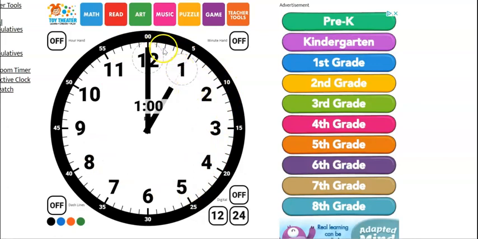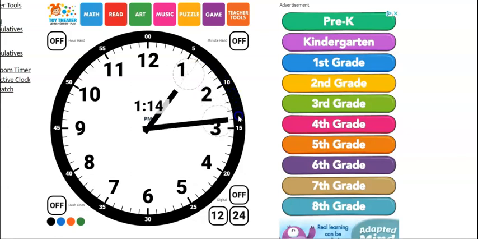See, 1 minute, 2 minutes, 3 minutes, 4 minutes, 5 minutes. Oops, sorry, let's move my minute hand to 5. Okay, 6 minutes, 7 minutes, 8, 9, 10, 11, 12, 13, 14, 15 minutes.